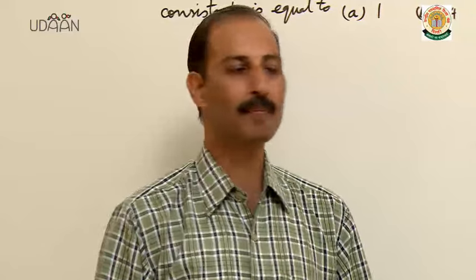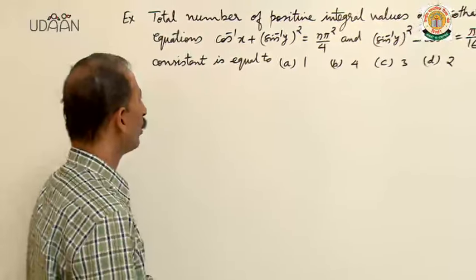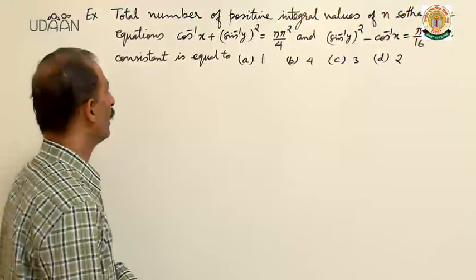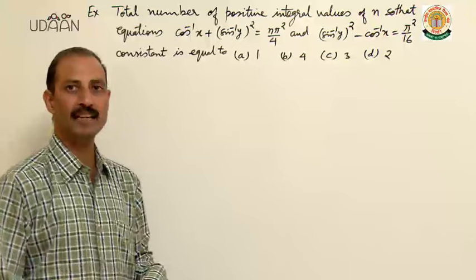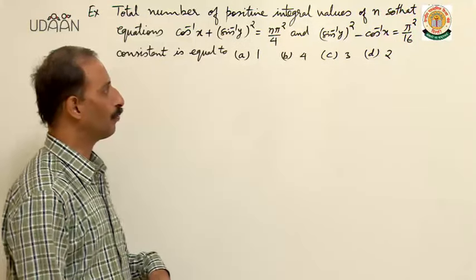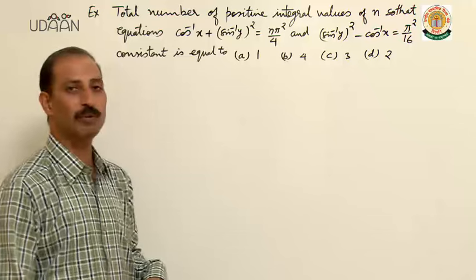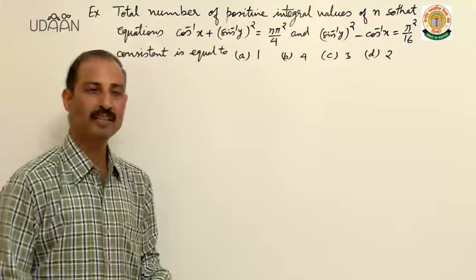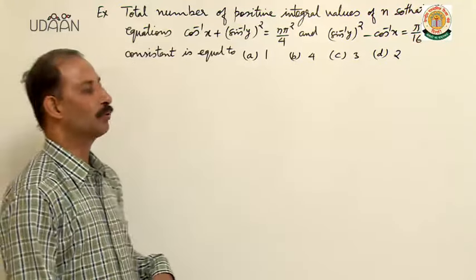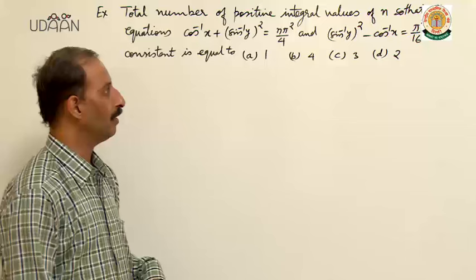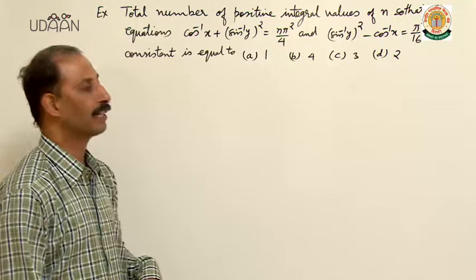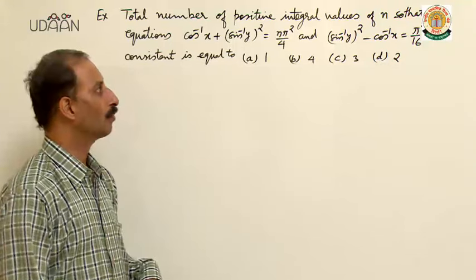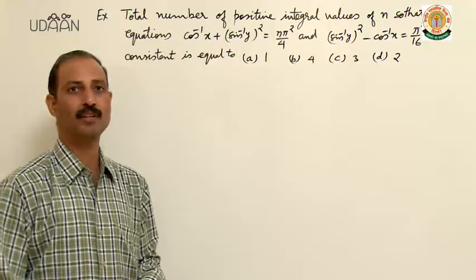I am taking the first example: the total number of positive integral values of n so that the equations (cos inverse x plus sin inverse y) whole square is equal to n pi square upon 4, and (sin inverse y) whole square minus cos inverse x is equal to pi square upon 16, are consistent, is equal to the value of n. You have to tell which option will be the correct one: 1, 4, 3 or 2. So, how to solve these two equations and find the value of n?